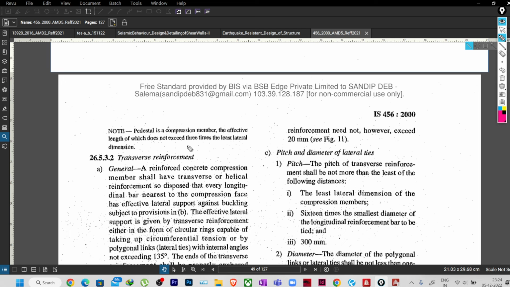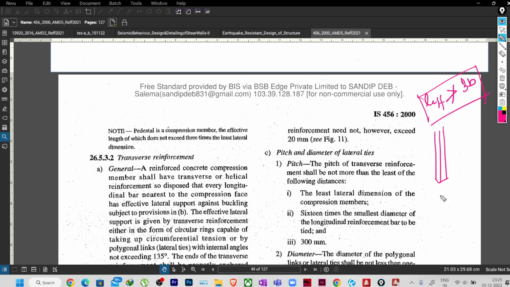So the effective length, L effective, should not be more than, not D actually, B times how much? It does not exceed 3 times, so it will be 3B. If the L effective is not greater than 3B, in that case we can consider that column as a pedestal.